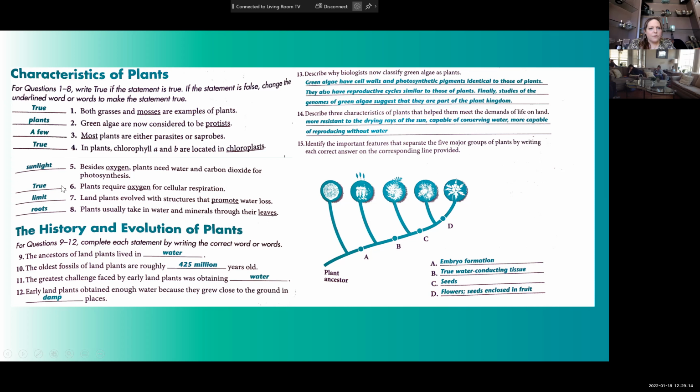Plants require oxygen, that should be false. Why does that say that? Cellular respiration is the opposite of photosynthesis. So that one's not, okay, book answer wrong.